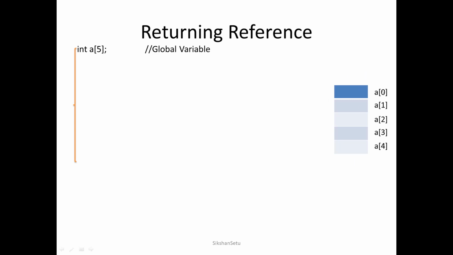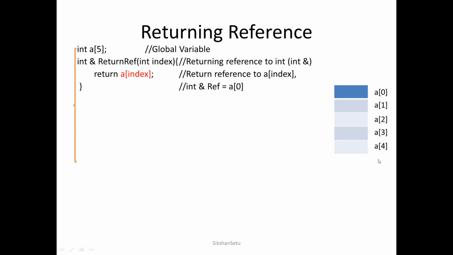5 elements, naming convention is a of 0 to a of 4. Now, I have defined a function, integer ampersand, meaning I am returning a reference to an integer. The name of the function is return reference and I am passing one variable, which is known as index. Since this is an array, the definition of this function tells me that this function will return a reference to a particular array element.